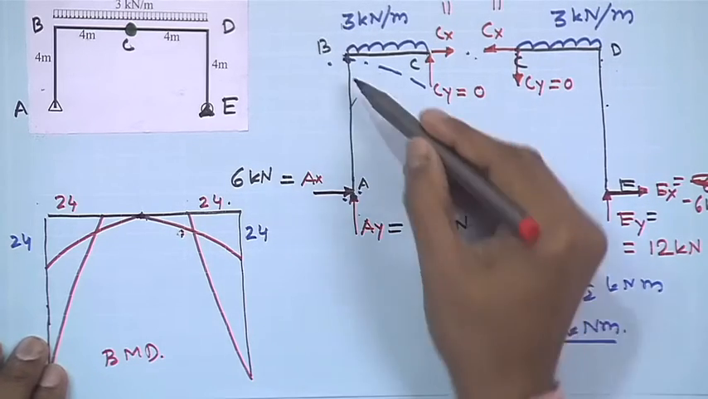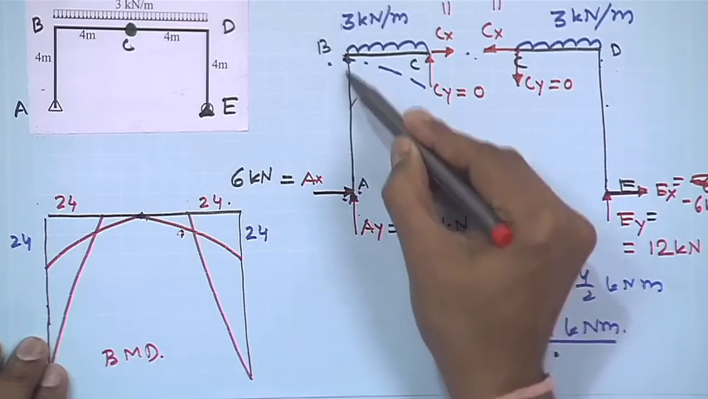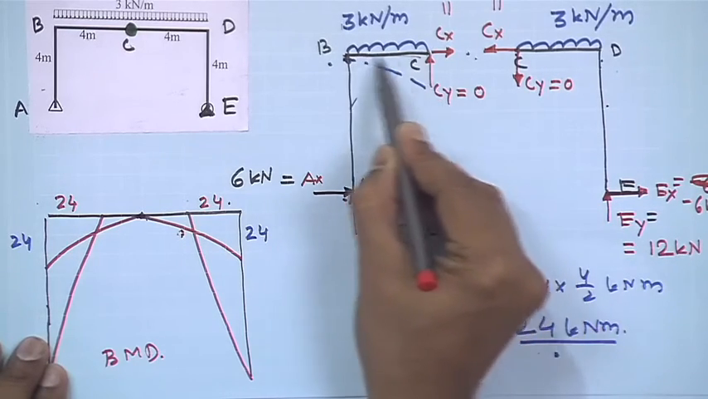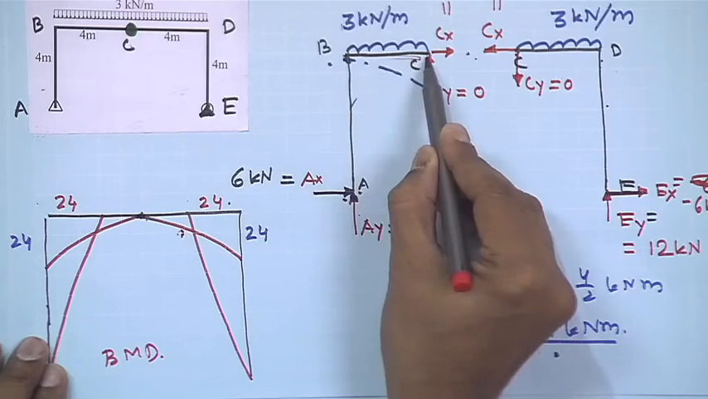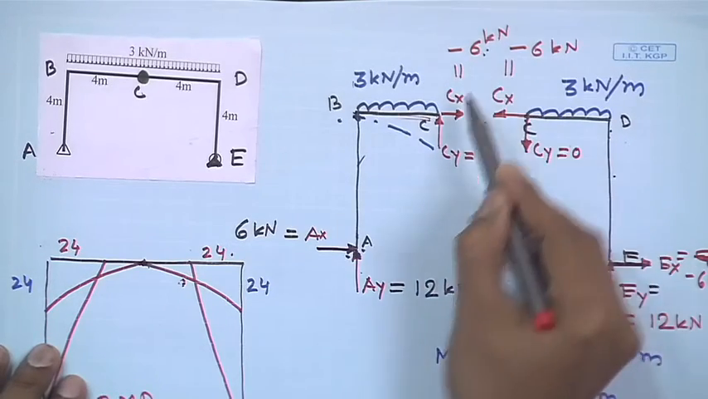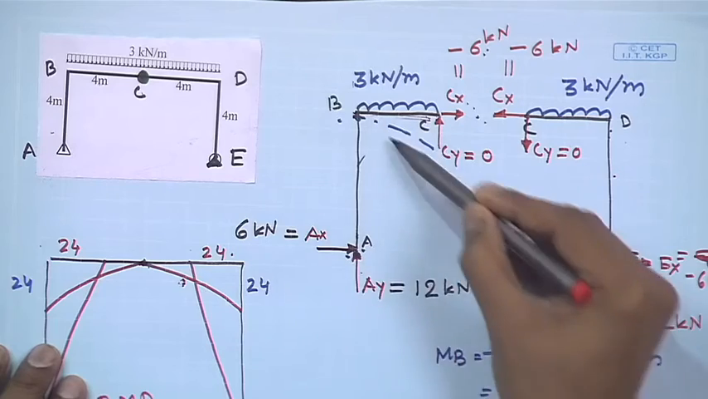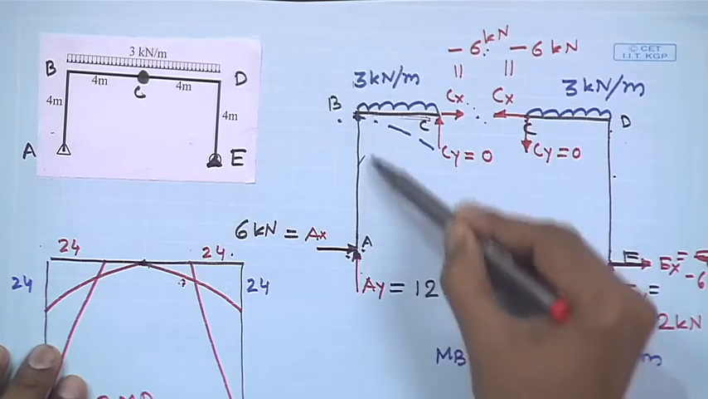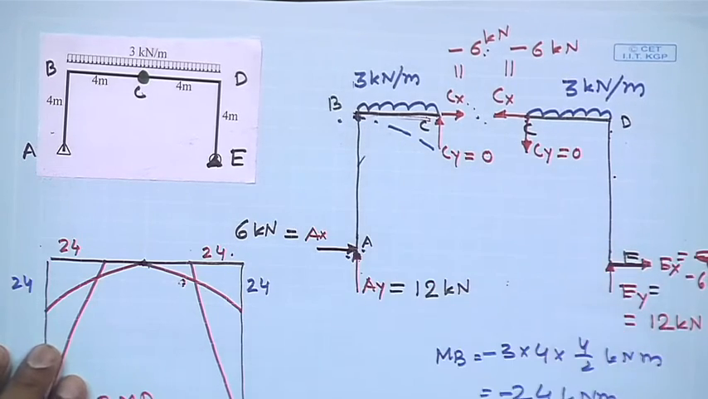Now, what will be the shear force here? The shear force here will be the axial force in this member. What is the axial force? Cx is equal to minus 6. So the axial force in this segment will be the shear force for AB. So the shear force for AB will be minus 6.